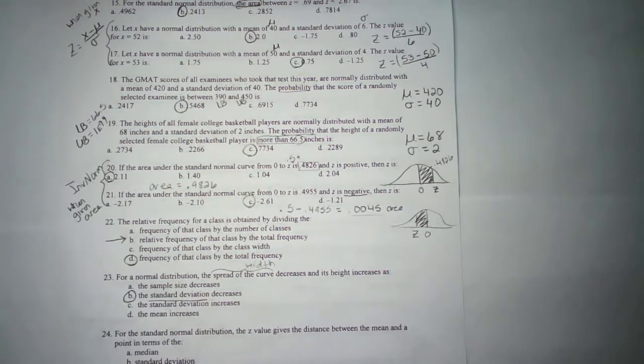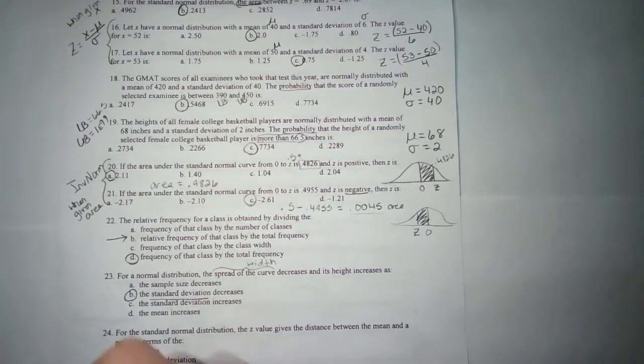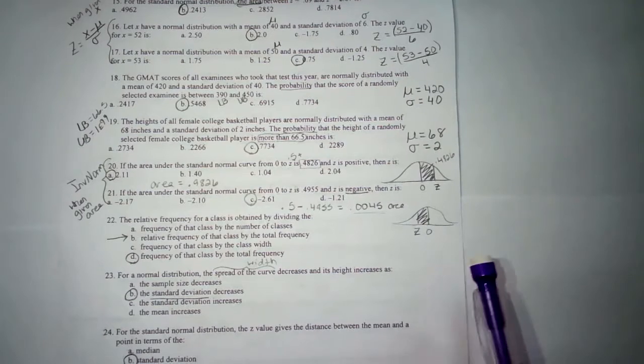Okay, 24. So for a standard normal distribution, the z value gives the distance between the mean and a point in terms of what? Do we remember the whole thing revolves around what? Standard deviation, right? When in doubt, pick standard deviation. The whole thing with this is standard deviation. Okay, so that kind of takes care of chapter 6.